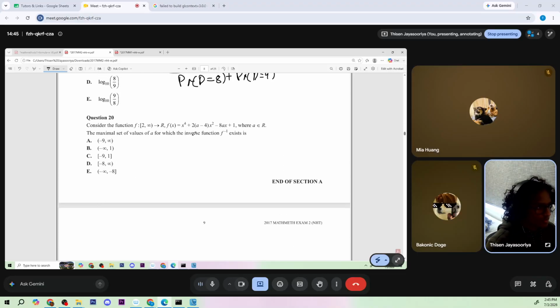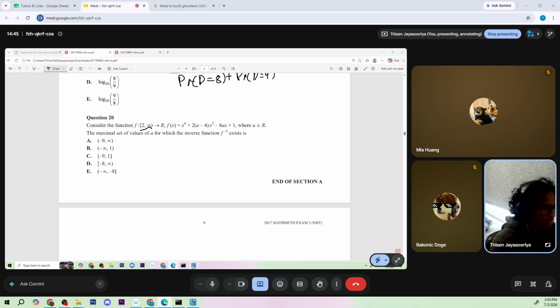And then here we have this one where it says the maximum set of values of a for which f inverse of x exists is the following. So these are the maximum. This is the maximum set. So we want to find the values of a. Basically, we want this function to be 1 to 1. Yeah, that's what we want it to be. We want it to be 1 to 1 for an inverse function to exist. So this actually means we want it to be 1 to 1 over this domain.